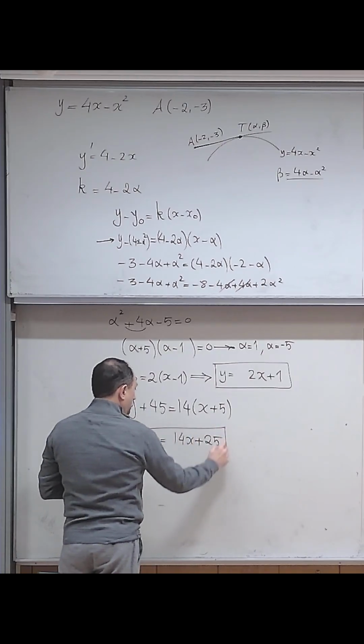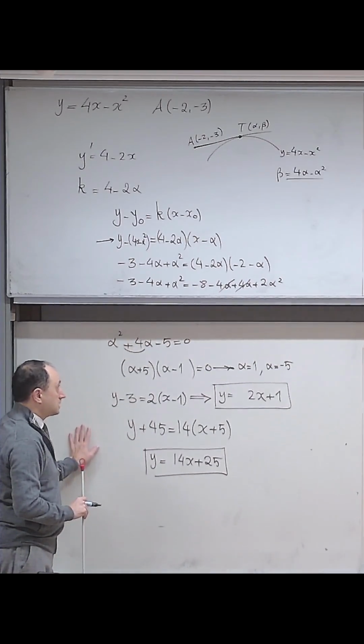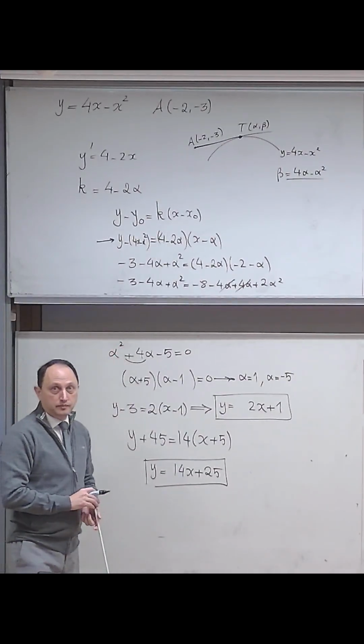So these are the two tangents that I can draw from that point outside the curve to the curve.